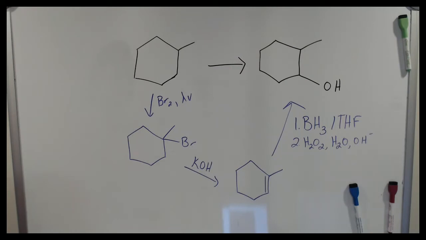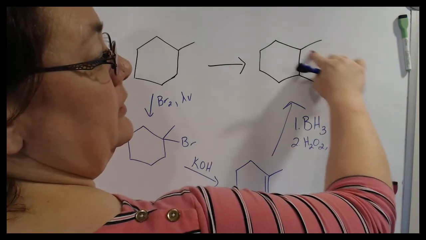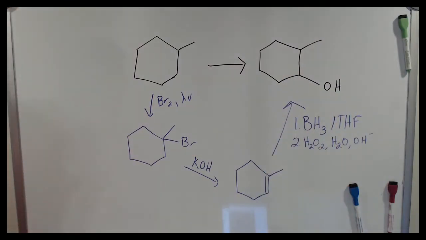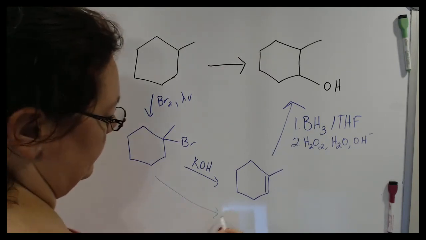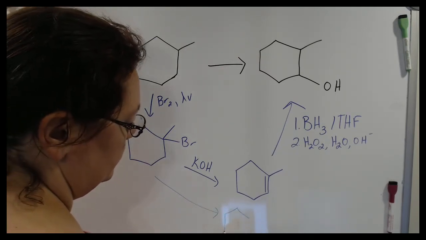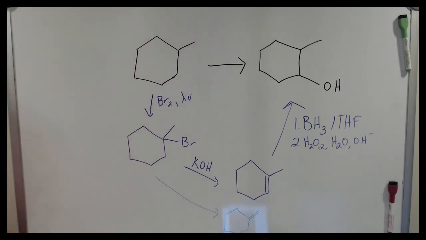Okay? If you instead wanted to add an OH up here, we can simply add H3O plus, or we could use HgOAc followed by NaBH4. Something to note down here, you could have also gone through a route in trying to simply make a double bond go the other way, so this way.